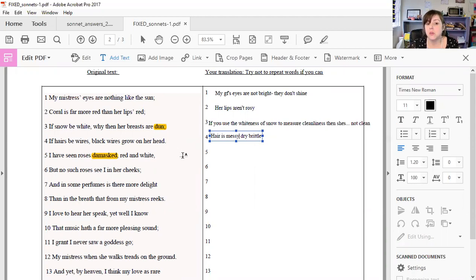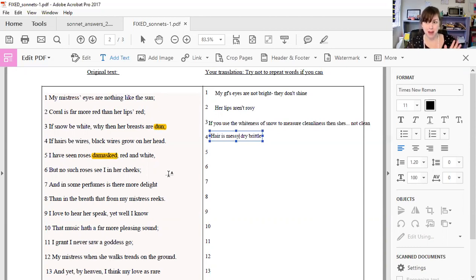But this line: "I have seen roses damasked, red and white, but no such roses see I in her cheeks." You might see the word damasked and be like, too many hard words. I already saw dun. They already said breast, and I had to hear my teacher say that like 5 times. Now damasked? Nope, peace out. I'm done with this. Well, guess what? Instead of freaking out about it, just skip it. Just forget it. Same with the dun thing, right?